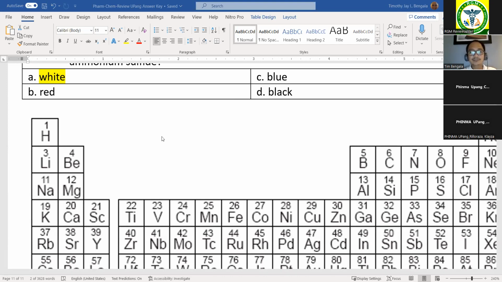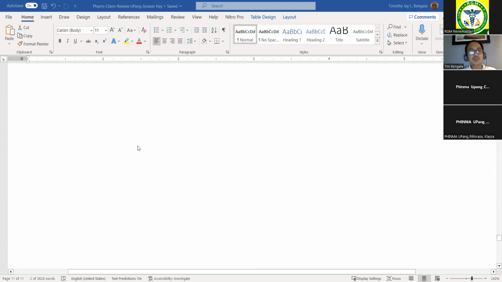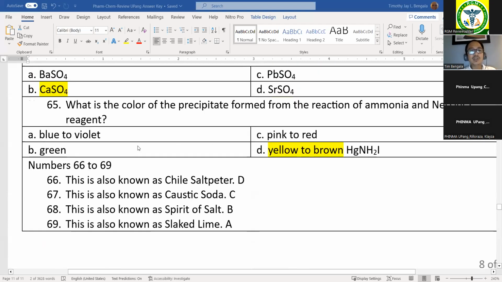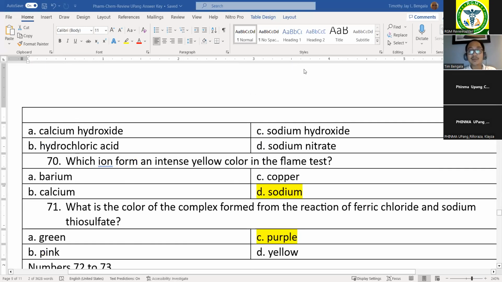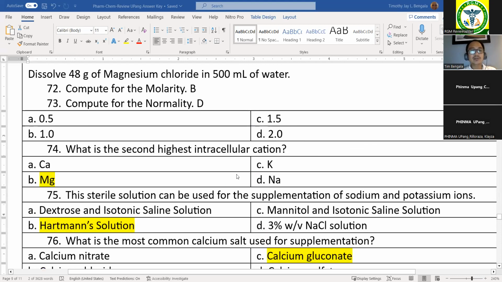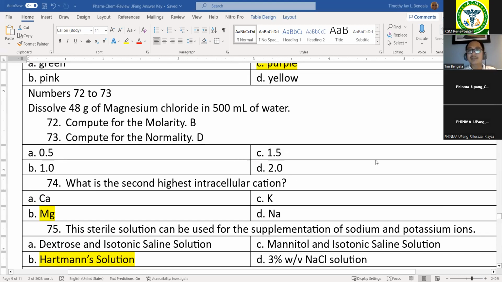Wait, there's a question again. Okay, let me go back to 66 to 69. Again, magnesium 12 plus 12, 24 plus 68. So 24 plus 68 is 92. Now we know the closest molecular weight, so we just substitute here: 48 divided by 92. The closest value you will get is 48 divided by 92 divided by 0.5 liters, because this is 500 mL. So the closest answer would be letter B, 1.